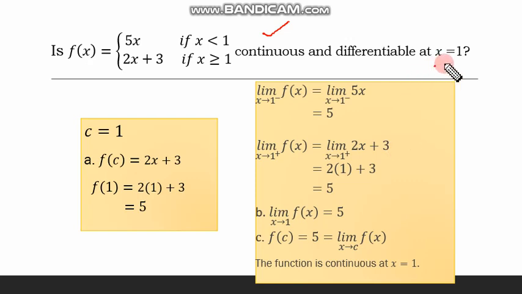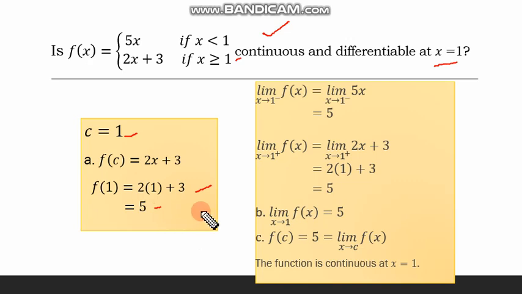At c equal to 1, or x equal to 1, f of 1 is equal to 2x plus 3, or 2 times 1 plus 3, which is according to our piecewise function. We will use 2x plus 3 if x is equal to 1. So f of c is equal to 5. Next is the limit of the function.